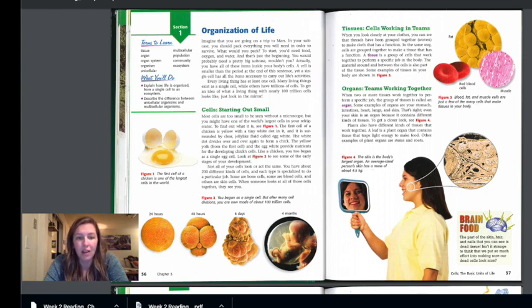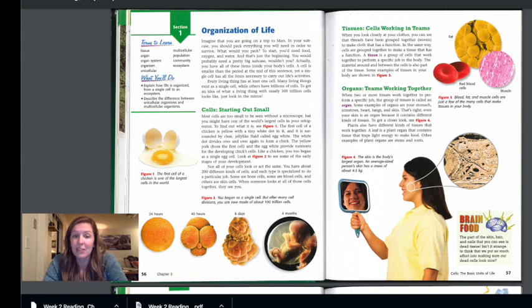The yellow dot, or the yellow yolk from the first cell, and the egg white provide nutrients for the developing chick's cells. Like a chicken, you too began as a single egg cell. Look at figure two, so that bottom picture on there, to see some of the early stages of your development. Not all of your cells look or act the same. You have about 200 different kinds of cells, and each type is specialized to do a particular job.